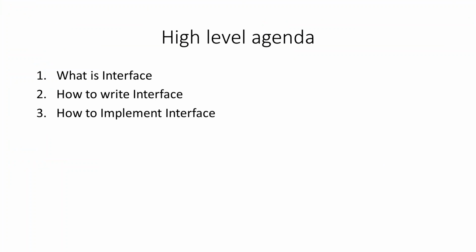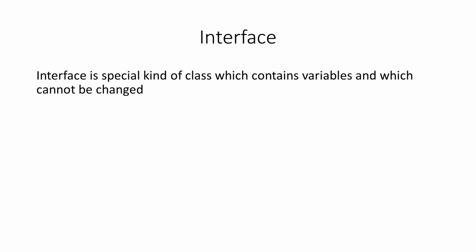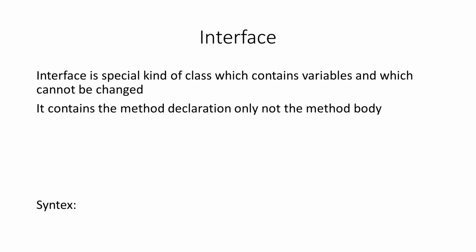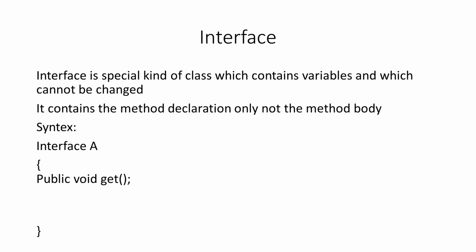For inheritance, we use a keyword called extends. Please understand that. Interface is a special kind of class which contains variables that cannot be changed. It contains the method declarations only, not the method bodies. So: interface A, public void get. Every variable in an interface is final. I'll explain this, don't worry about it. This is a syntax, just remember the syntax. All the interface methods are abstract methods, meaning you cannot create a body for them.